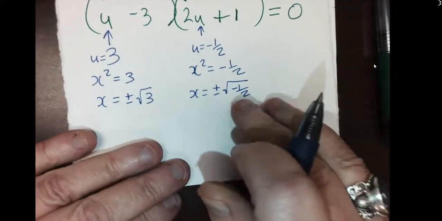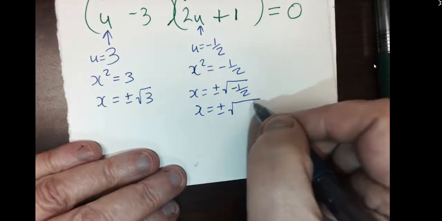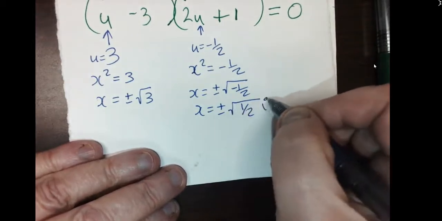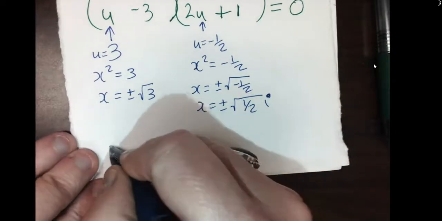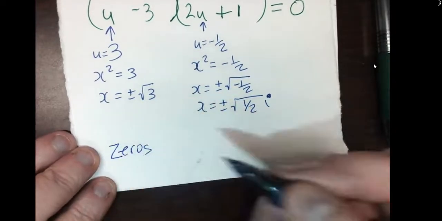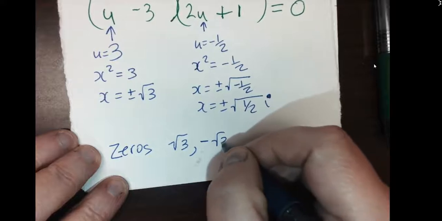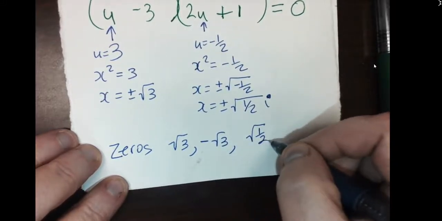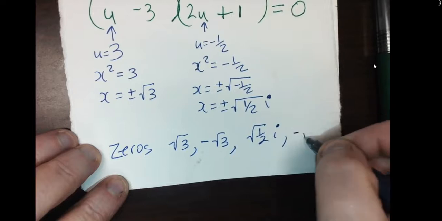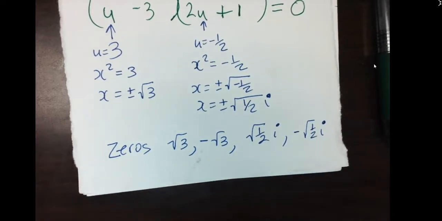And so when I have a negative sign inside there, the way I write that is I have my i outside. So I do have 4 zeros. The zeros are square root of 3, negative square root of 3, square root of 1/2 i, and the negative square root of 1/2 i. Those are my zeros.